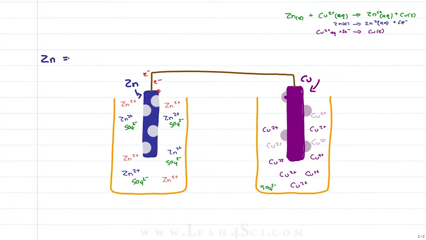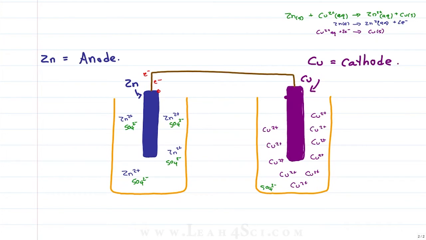The zinc electrode is called the anode, and the copper electrode is called the cathode. They're specifically named for the reactions that happen at the electrode. Since zinc is losing electrons, it is undergoing oxidation. The anode is the site of oxidation. The copper ions are gaining electrons. That means they're undergoing reduction, which means the cathode is the site of reduction.